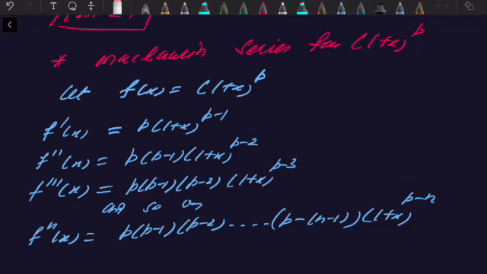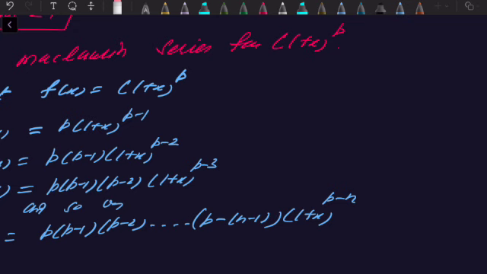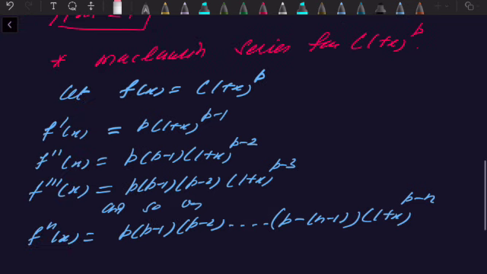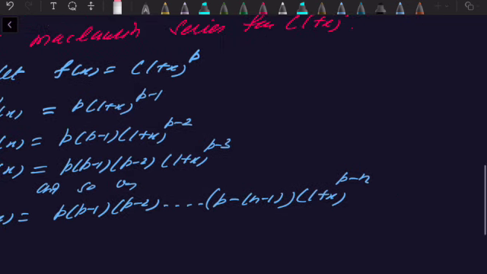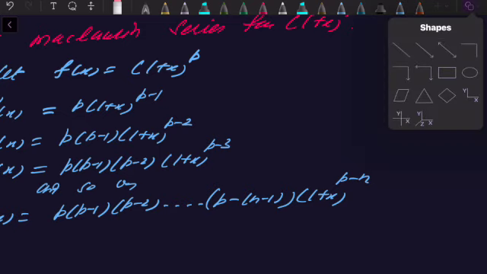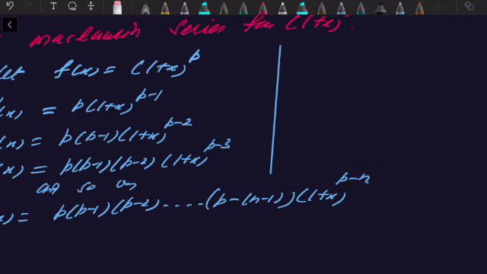Now in order to substitute the values at 0, we can just make a line here and write these values.